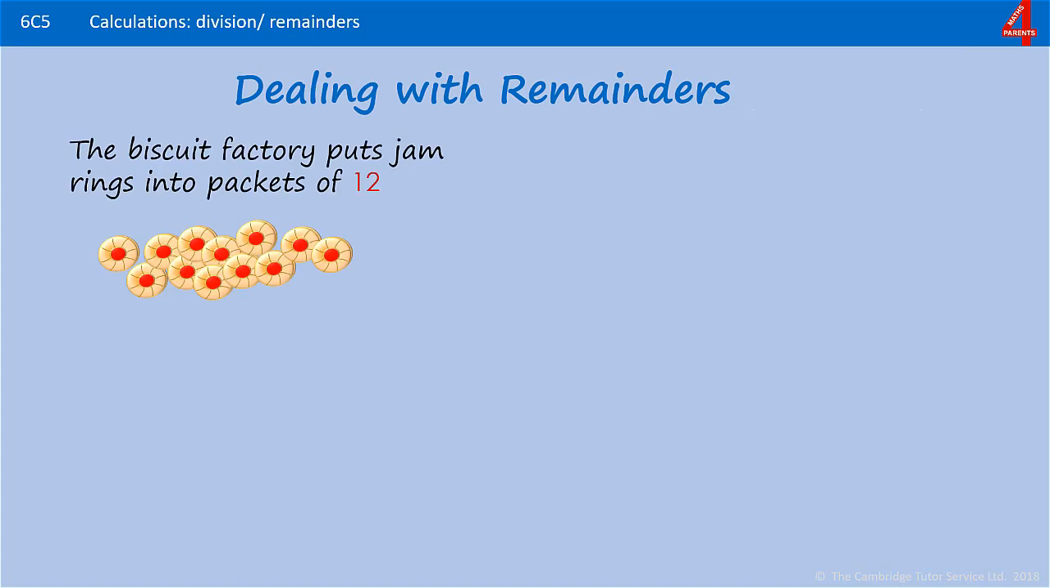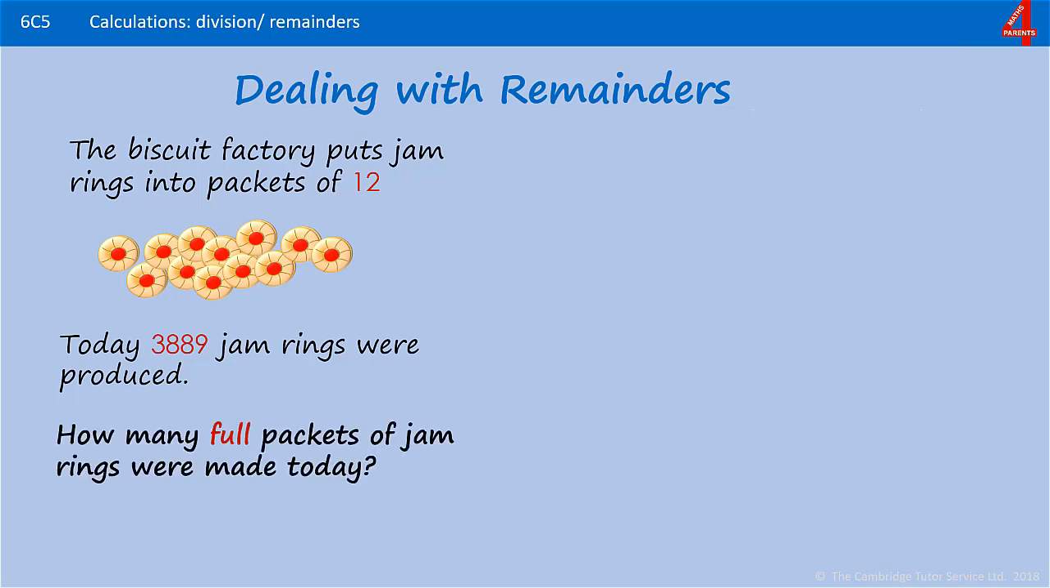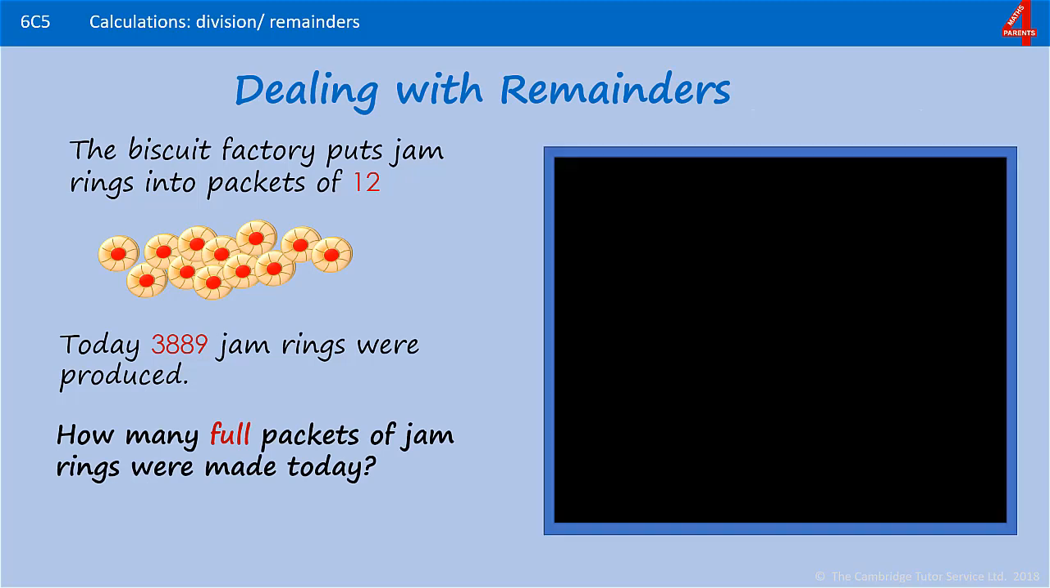First question. The biscuit factory puts jam rings into packets of 12. Today, 3,889 jam rings were produced. How many full packets of jam rings were made today? So you're going to have something left over and you have to decide in the context of the question whether you need to round your number up to add in the remainder or whether you need to leave your number as it is and get rid of the remainder.